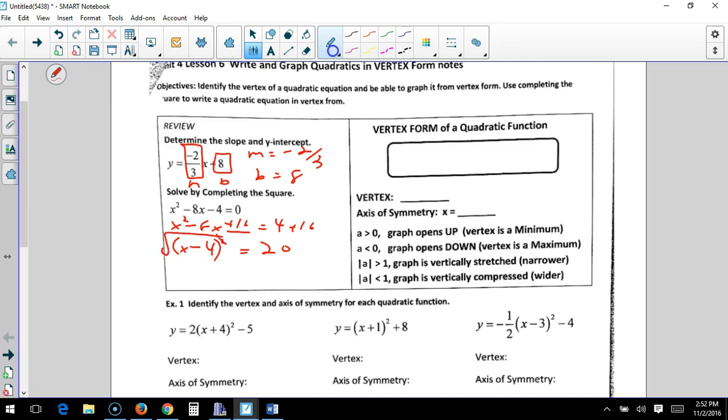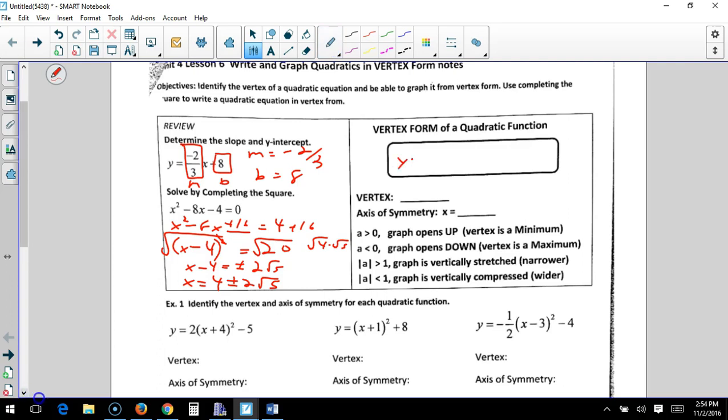Well, I have to square root, cancel. So I get x minus 4 equals plus or minus. And over here, save space, this is really root 4 times root 5, 2 root 5. Now I move the 4 over, 4 plus or minus 2 root 5. So this is just a different form.